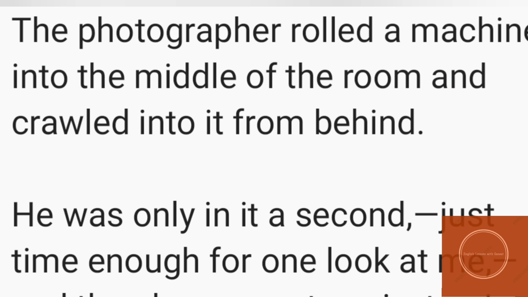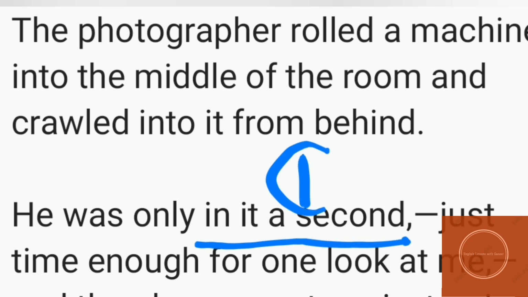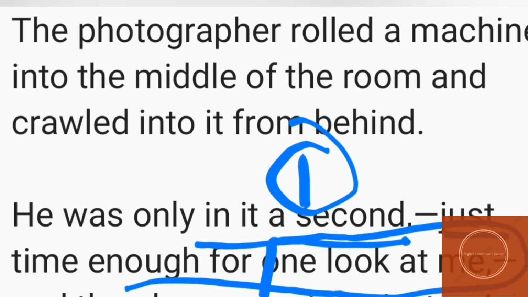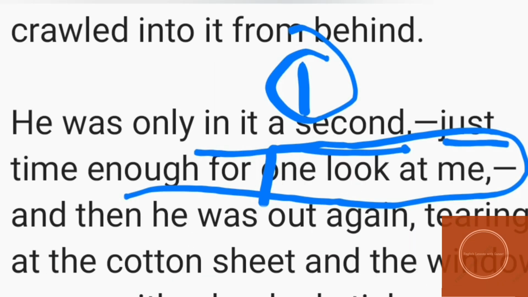So for how much time was he in it for the first time? He was in there only for a second. Again he would go into the machine in the latter part of the story. So the first time he goes in it for a second. What could he do in that one second? He just went in, and that time was enough to have one look of the person he had to take a photograph of. That was the narrator, and then he was out again. Means he just took a look, and then he was out again, after which he came out of the machine, tearing the cotton sheet and the window panes with a hooked stick. Means he just had a look, he did not click a photograph, he just went into the machine, had a look of the person, then came out.